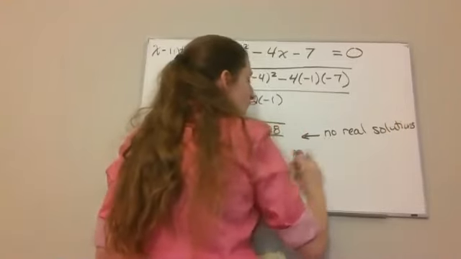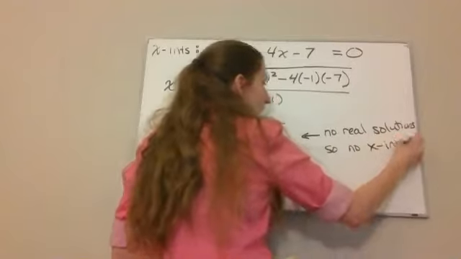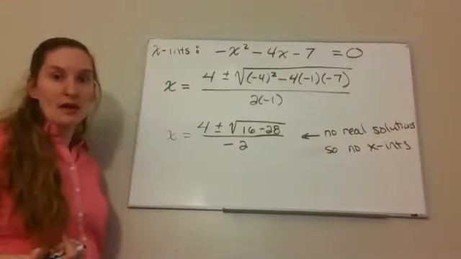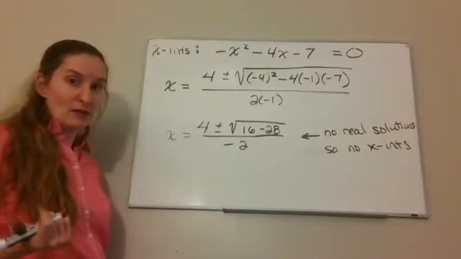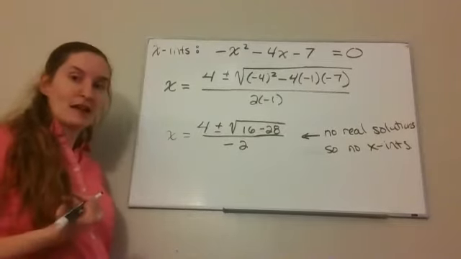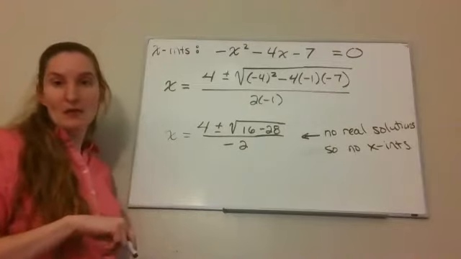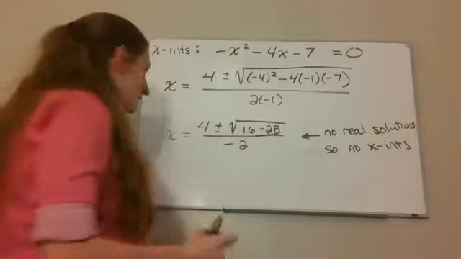So that means there are no x-intercepts. That's okay. It's possible to not have x-intercepts. Perhaps our parabola opens up and it's above the x-axis. Or actually, in this case, it opens down, but it's below the x-axis, so it never touches it.